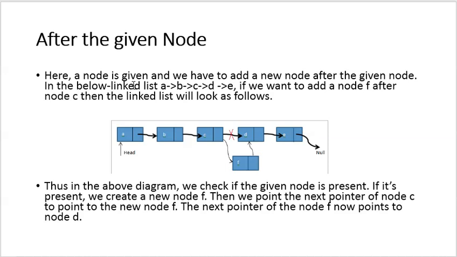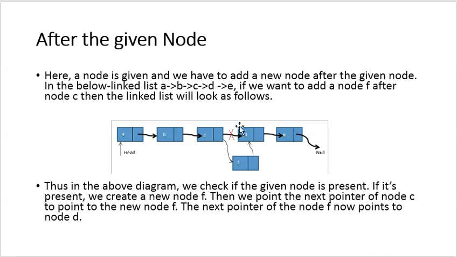Here a node is given and we have to add a new node after the given node. In the below linked list, A, B, C, D, E is our already existing linked list. If we want to add a node F after node C, then the linked list will look as follows. Thus in the above diagram we check if the given node is present. If it's present, we create a new node F, then we point the next pointer of node C to the new node F. The next pointer of node F now points to node D.